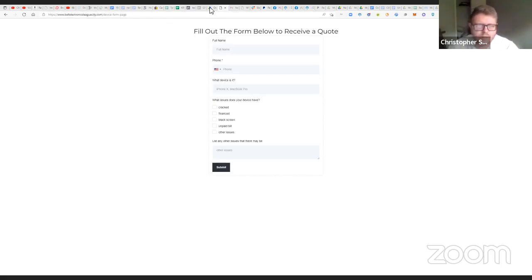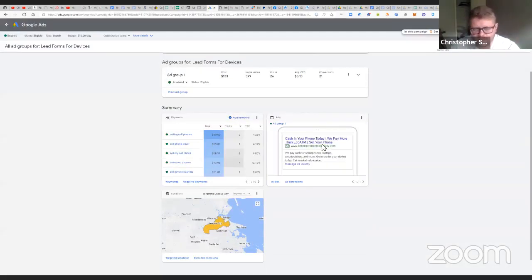Now, let me kind of go into the targeting here a little bit. So this is what the ad looks like right here. Cash your phone in today. We pay more than Eco ATM. Sell your phone.